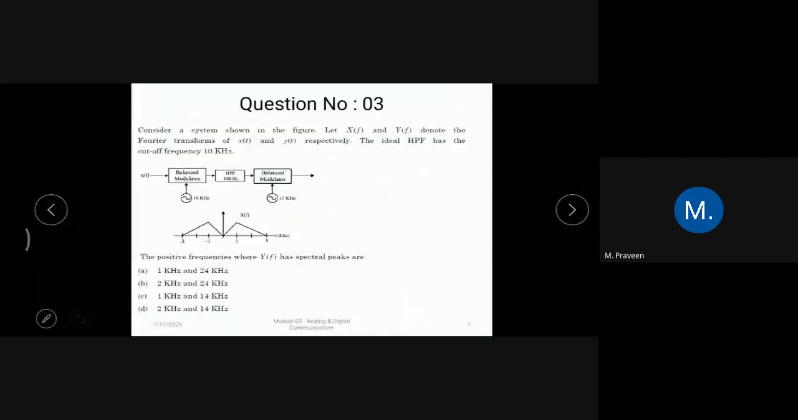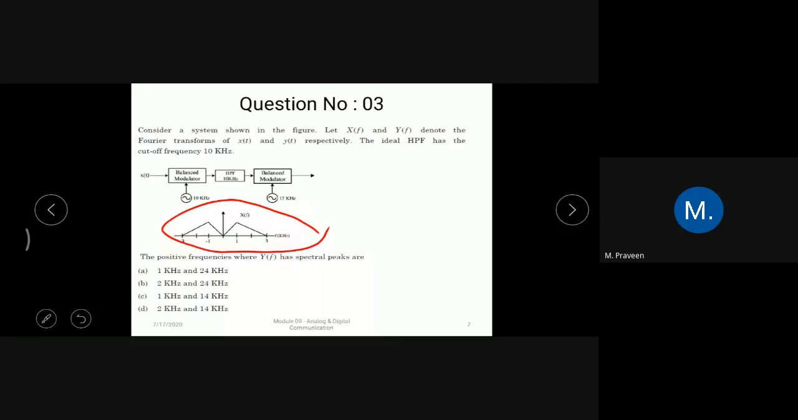Now question number 3, it's a very interesting one. Consider a system shown in the figure once again. Let X of f and Y of f denote the Fourier transform of x of t and y of t respectively. The ideal high pass filter has a cutoff frequency of 10 kilohertz. This is the given input signal x of t, which has its maximum at -1 and +1, and there is a local oscillator of frequency 10 kilohertz given to the balanced modulator.